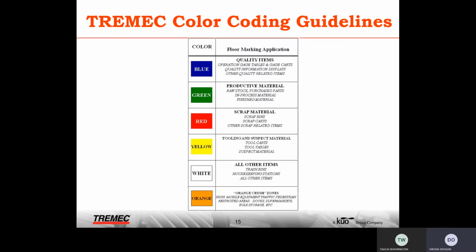Red is for scrap materials. So all the scrap bins that we have out on the floor, scrap carts are all red in color. Yellow, we use for suspect material, especially in the clean room. So anything that you're not sure whether it is a non-conforming product or a suspect product will all be yellow. White is for all other items. So like you saw in the previous picture for the desk, we had L-shaped white tapes on the floor.